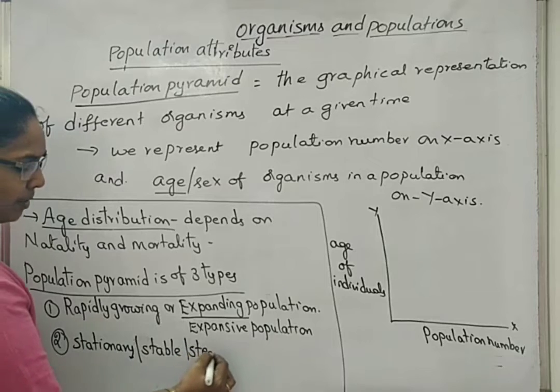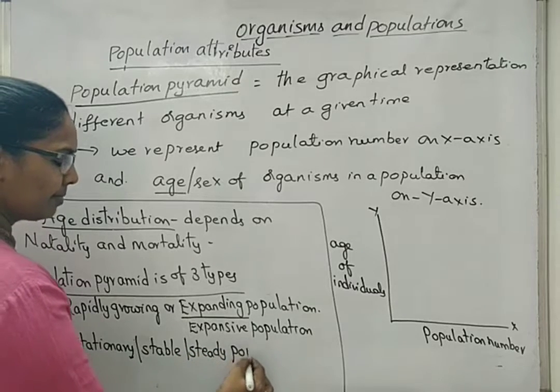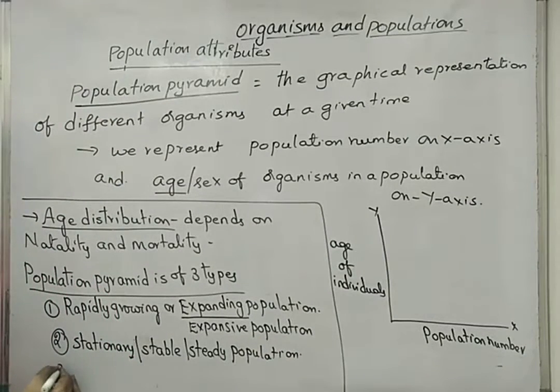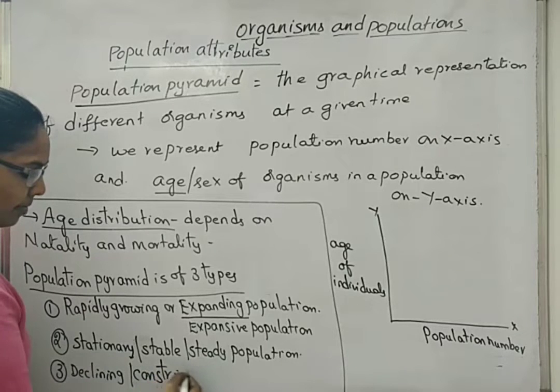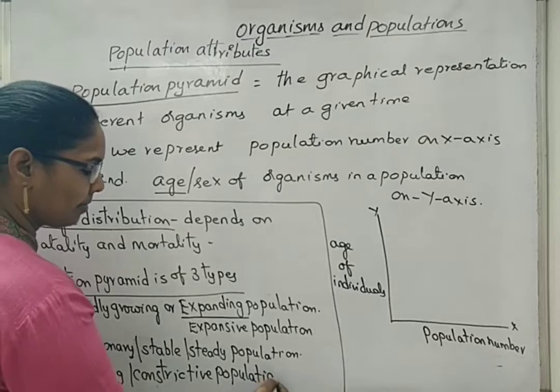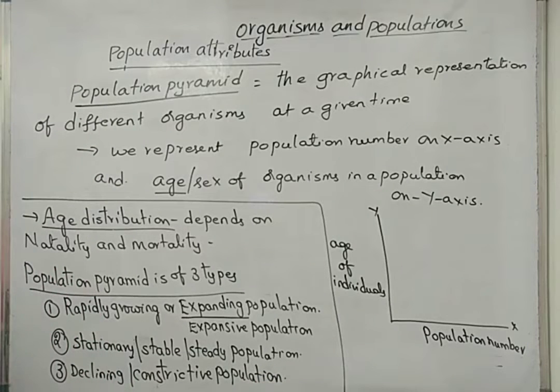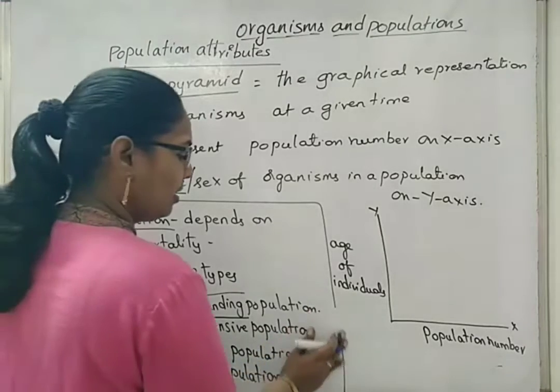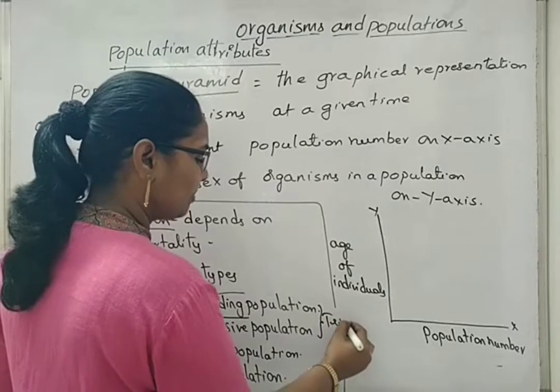Or steady population. Next, third one is declining population or constrictive population. So these are the 3 types of populations. If you see, the rapidly growing or expanding population or expansive population, it is triangular shaped.